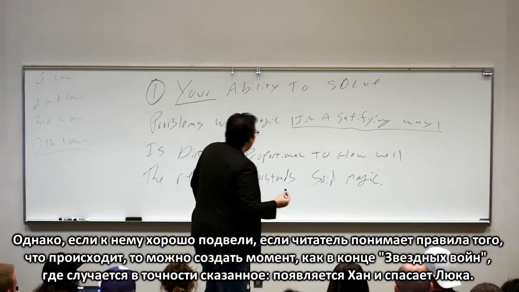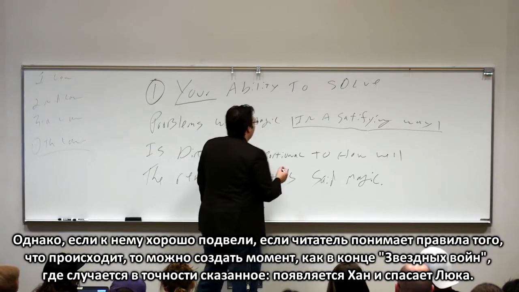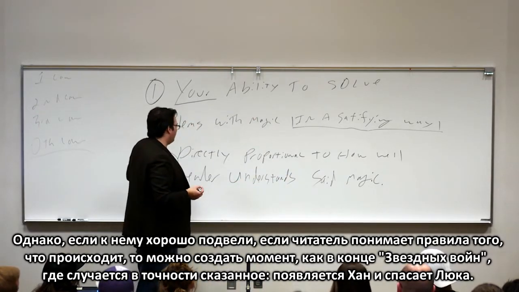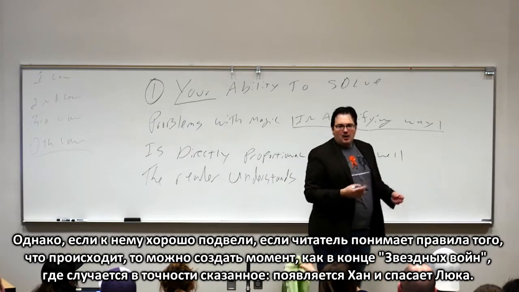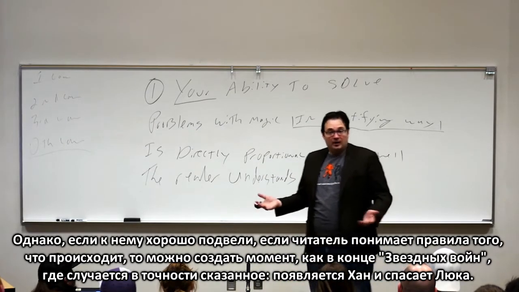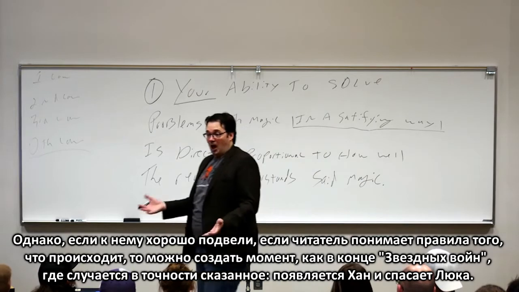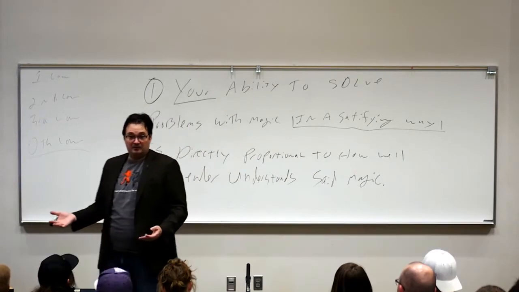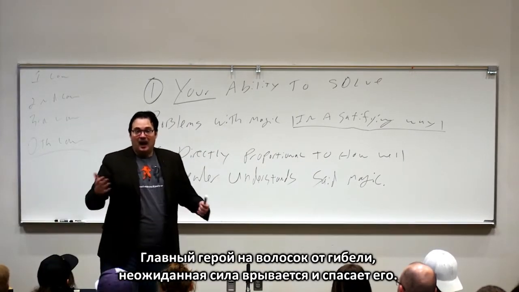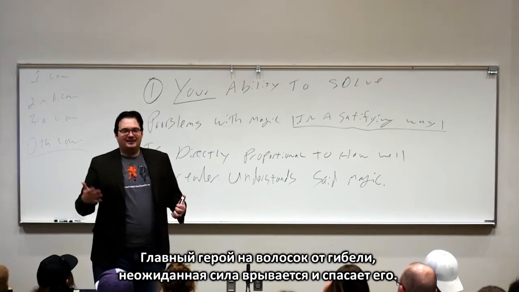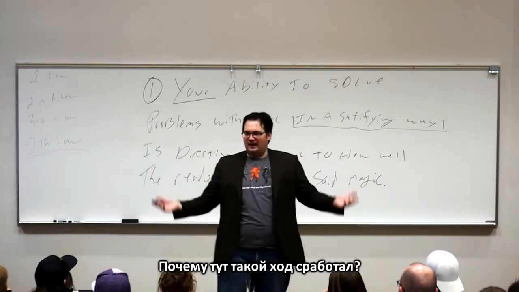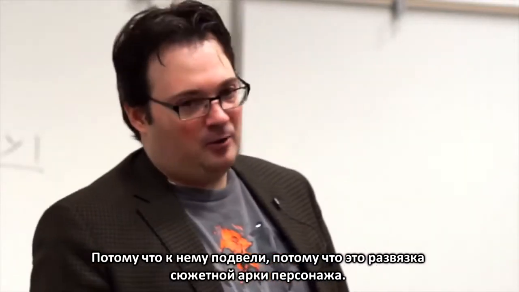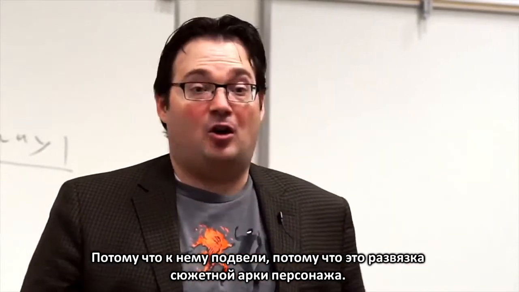However, if you have it well foreshadowed, if the reader understands the rules of what's going on, then you have a moment like the end of Star Wars, where this exact thing happens, right? Han shows up and saves Luke. The protagonist is about to be destroyed, and an unexpected force comes in and saves them. Why does that work instead? Because it's foreshadowed, because it's the resolution of a character arc.